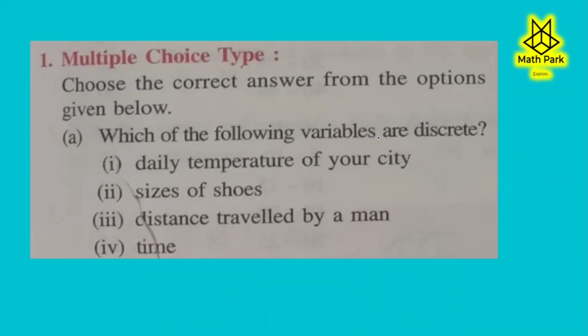Already I have a video on the channel about discrete and continuous data. So discrete data is that which can be counted, and continuous is one which is measurable. So daily temperature of your city is again measurable. Size of the shoes is something counted. We have 7, 8, 9 like that size of the shoes. Distance traveled by a man is also measurable, and time is also measurable. So the correct option is size of the shoe. This is the discrete data.